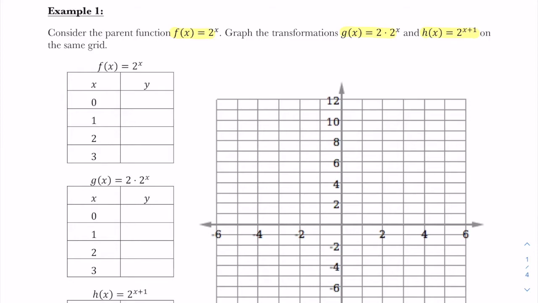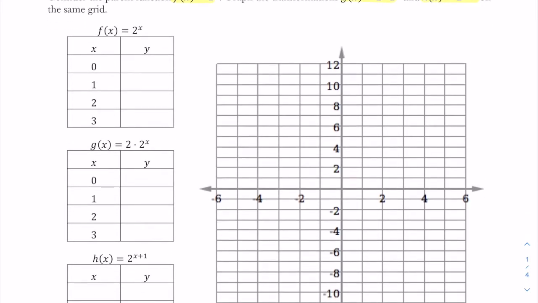Okay, here we go. So for the parent function 2 to the x, I'll generate the table of values. Let's plot those points on the grid provided. And there's our parent function f of x.